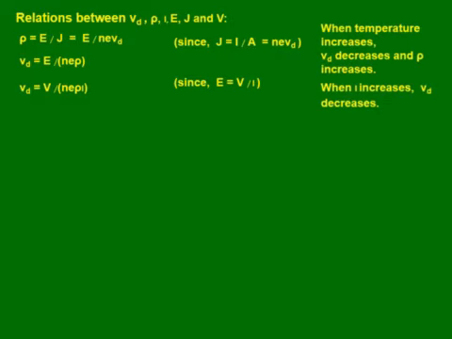When temperature increases, the drift velocity Vd decreases. So rho will increase. I repeat, when temperature increases, drift velocity decreases because rho increases, and when rho increases, Vd decreases. So these are important concepts for 1 mark questions.